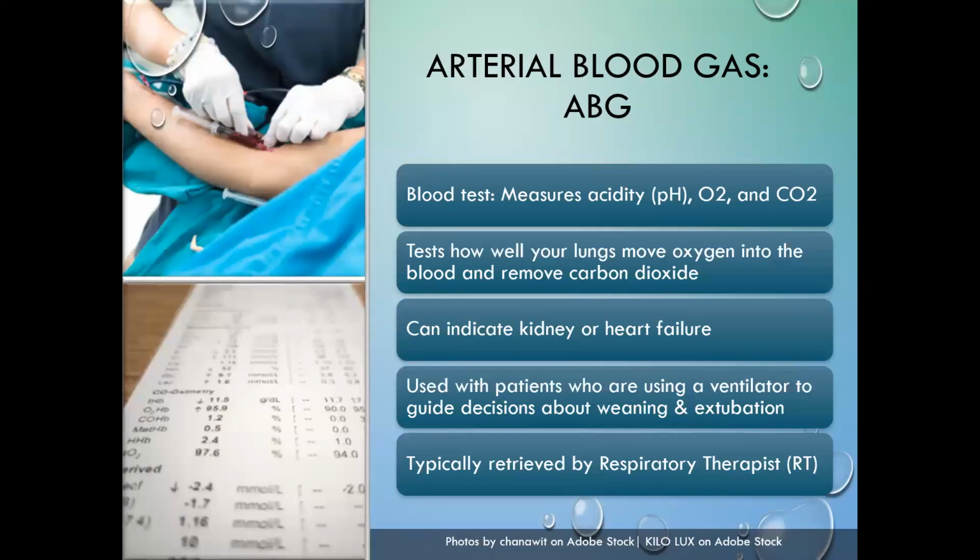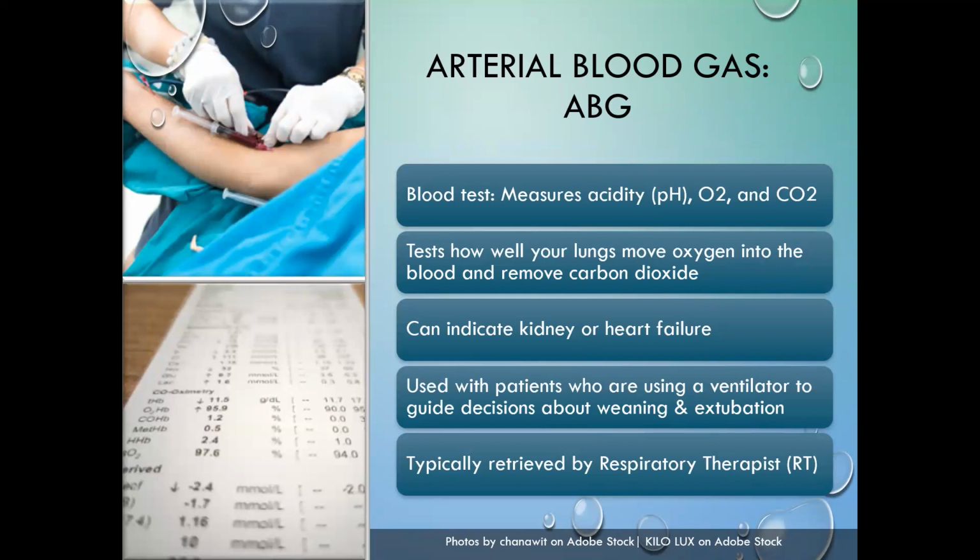All right, one of the essential blood tests that you will encounter quite a bit in the medical setting is an arterial blood gas, or ABG. This is a test that measures acidity, or pH, oxygen, and carbon dioxide. So it's used to see how well the patient's lungs move oxygen into the blood and remove carbon dioxide. These numbers can indicate kidney or heart failure, so that's essential. They're going to want to catch that early on.